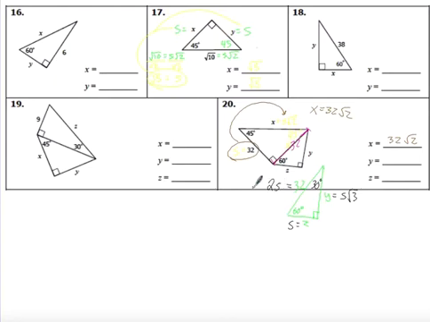So notice, which one do I have information about that helps me solve it? That one right there. 2s is equal to 32. I can just divide by 2 to solve for s. And I get s is equal to 16. So that means, since this is s right here, 16 is equal to z. And y is equal to 16 root 3. So 16 is z, and y is 16 radical 3.